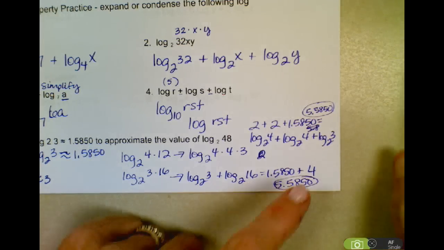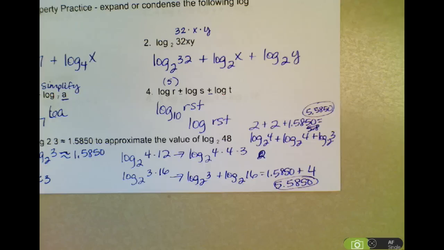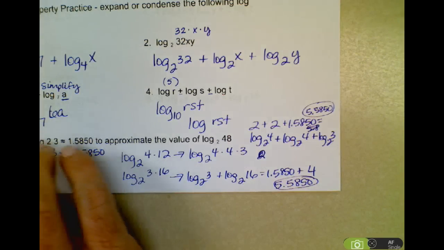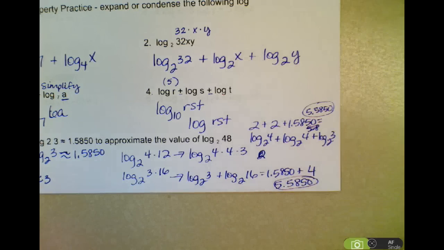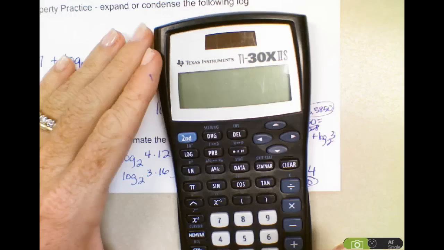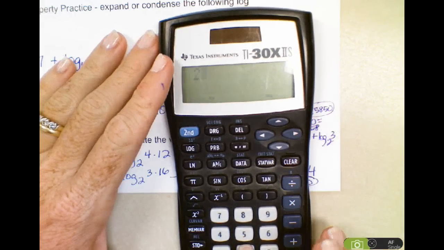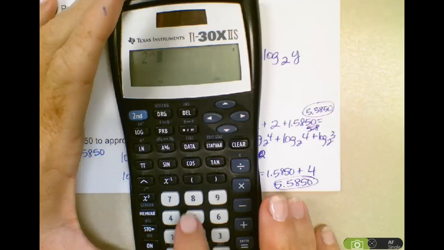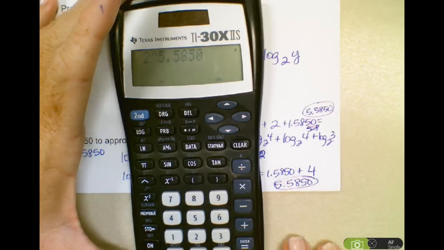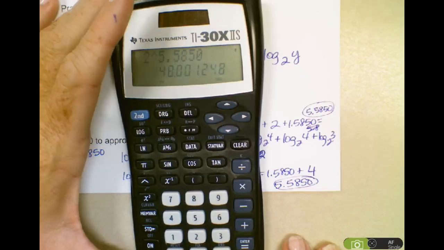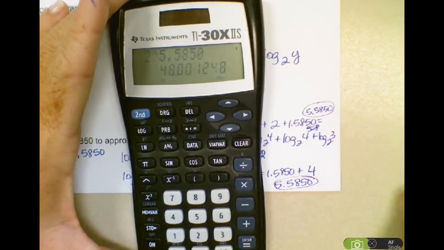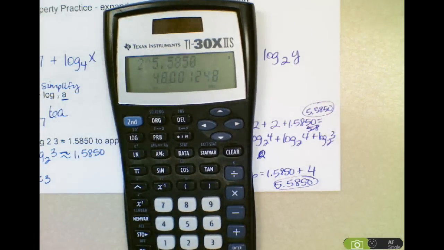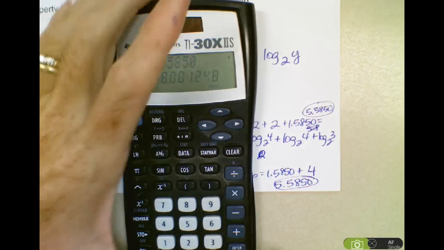What I want you to do when you get these answers, because you're probably saying to yourself, okay, that's a nice answer, I have no idea what that means. But you do know what that means. That means 2 raised to the 5.5850 should give us about 48. That's what that means. So check that on your calculator. 2 to the 5.5850 should give me 48.001248. Okay, so fairly close to 48. If you rounded that off, it would be 48. It's a good way to check your answers and make sure that they're reasonable answers when you're doing logarithms. I do it constantly, just to kind of double check myself. Okay?